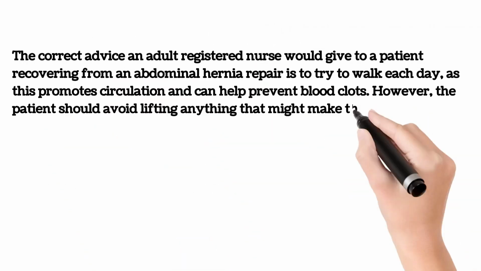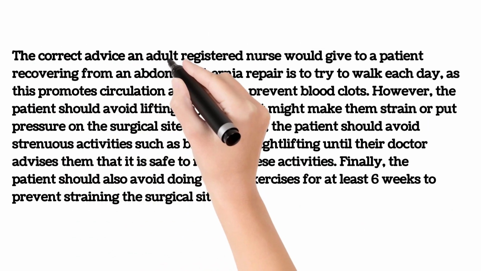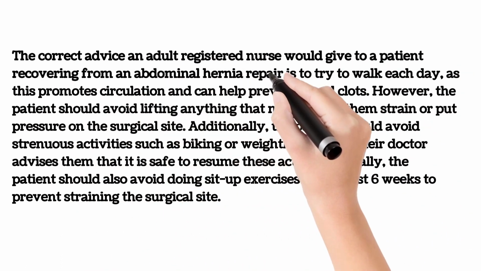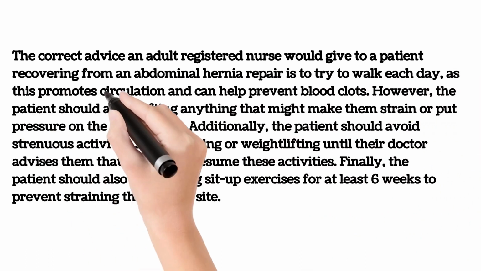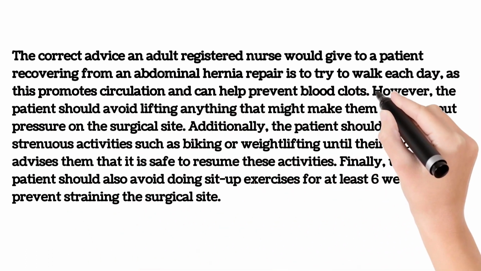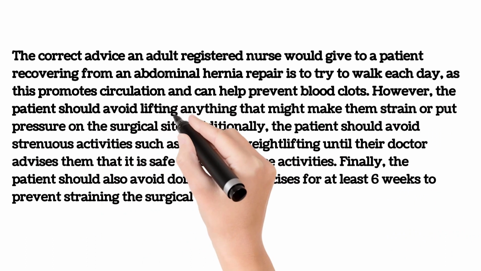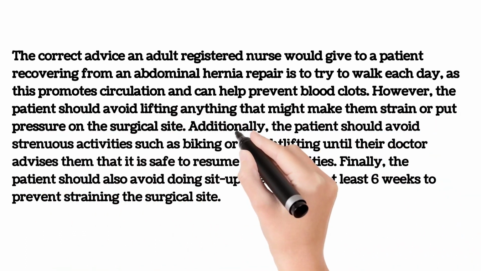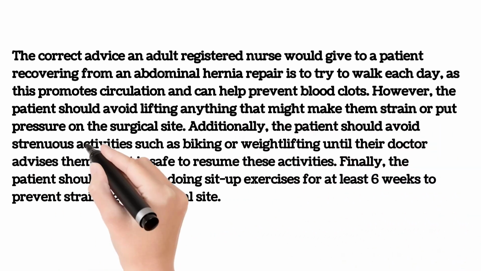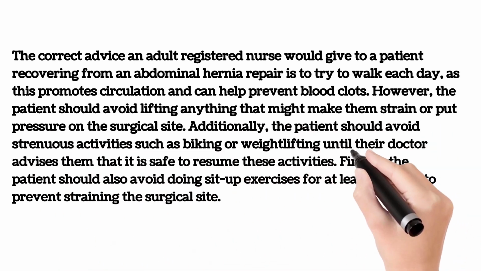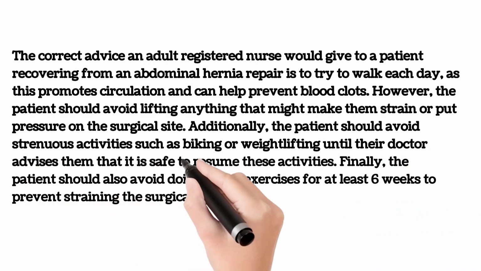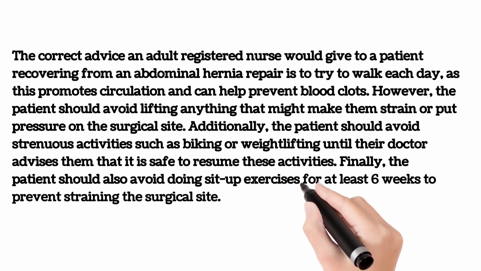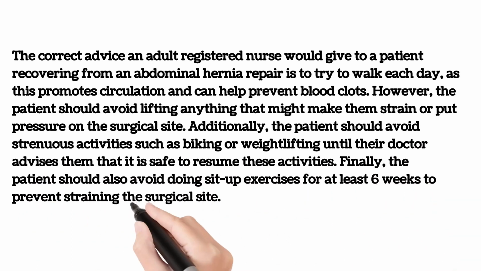The correct advice an adult registered nurse would give to a patient recovering from an abdominal hernia repair is to try to walk each day, as this promotes circulation and can help prevent blood clots. However, the patient should avoid lifting anything that might make them strain or put pressure on the surgical site. Additionally, the patient should avoid strenuous activities such as biking or weightlifting until their doctor advises them that it is safe to resume these activities. Finally, the patient should also avoid doing sit-up exercises for at least 6 weeks to prevent straining the surgical site. The correct answer is D.